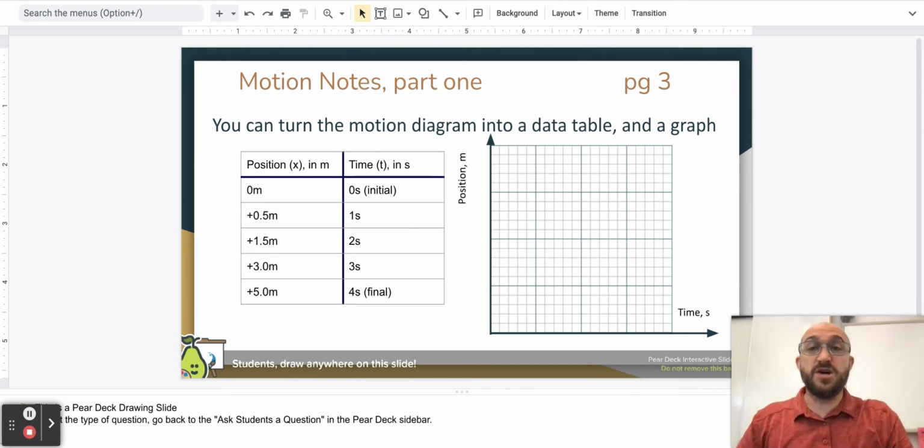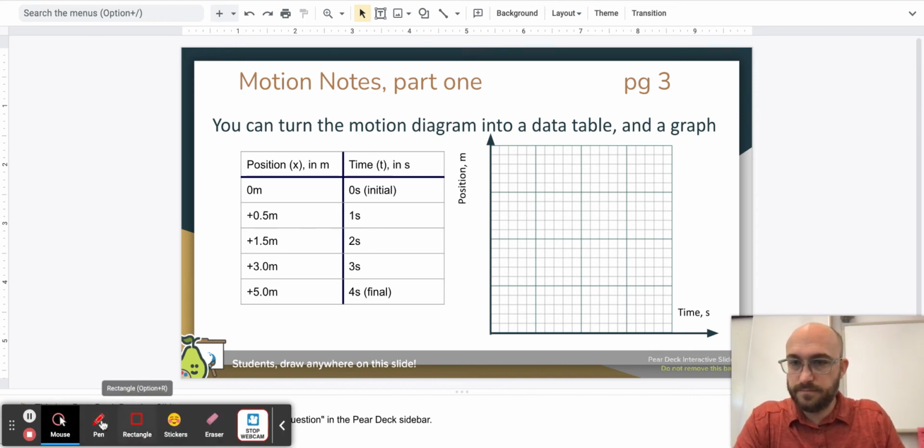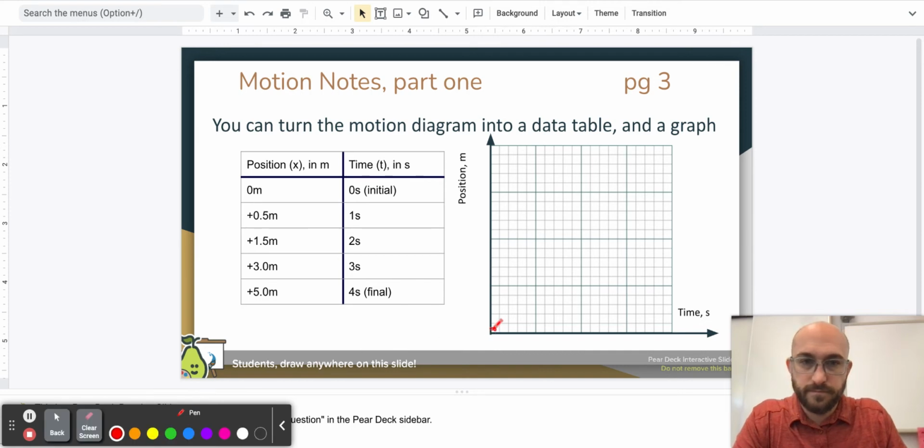And I'm just going to put my dots. 0 seconds, 0 meters. That would be there-ish. And make sure you can see. There-ish. And then I can go over to 1 second and go up to 0.5 meters and put another dot. And then over to 2 seconds and 1.5 meters and put a dot. Then 3 seconds and 3 meters and put a dot. And then 4 seconds and up to 5 meters and put a dot.